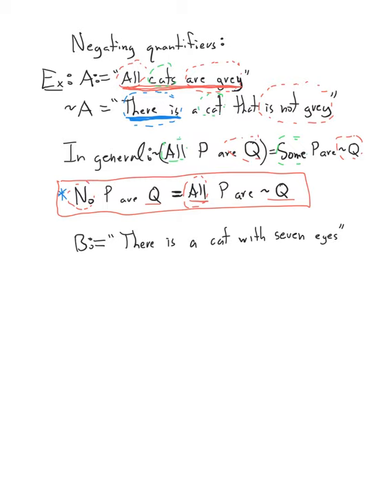There is no cat with 7 eyes. And I'm going to reword it. That is a fine way of saying it. No cats have 7 eyes. But I'm going to use the all quantifier, just so we have a method of negation that's kind of the same. So if I want to reword it with all, well, if it's false that there is a cat with 7 eyes, then the negation of that, you'd say, well, all cats do not have 7 eyes.